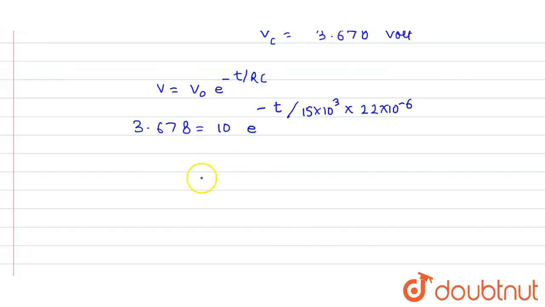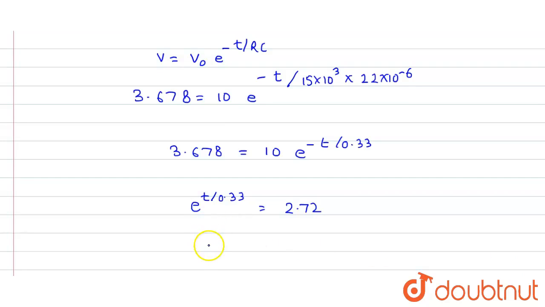So this would turn out to be 3.678 equals 10 e to the power minus t divided by 0.33. If we send it to the other side and move into the numerator, it would be e to the power t divided by 0.33 equals 10 divided by 3.678, which equals 2.72. Now taking log on both sides, we will get the value of t. So finally the t value would turn out to be 330 millisecond.